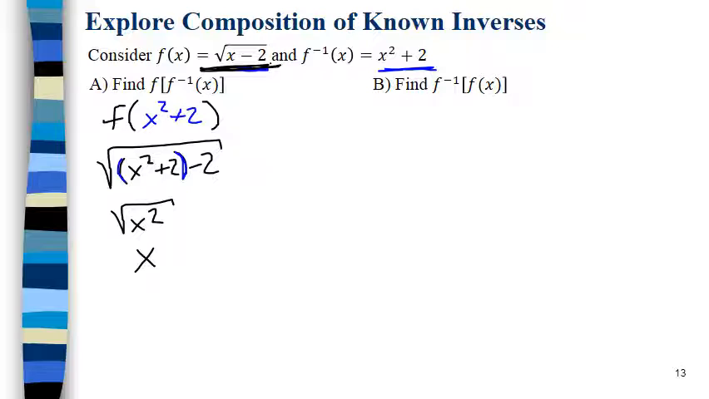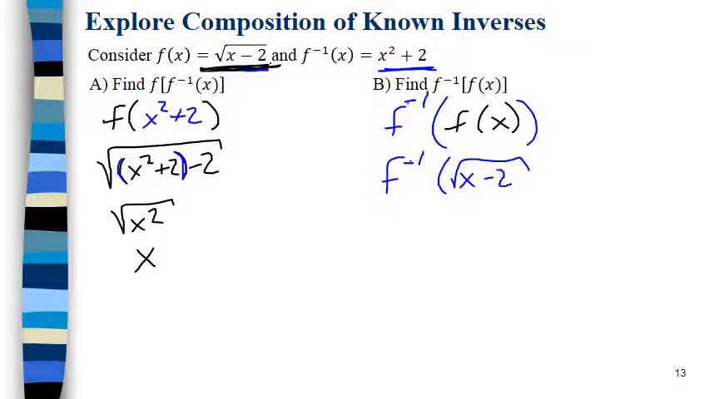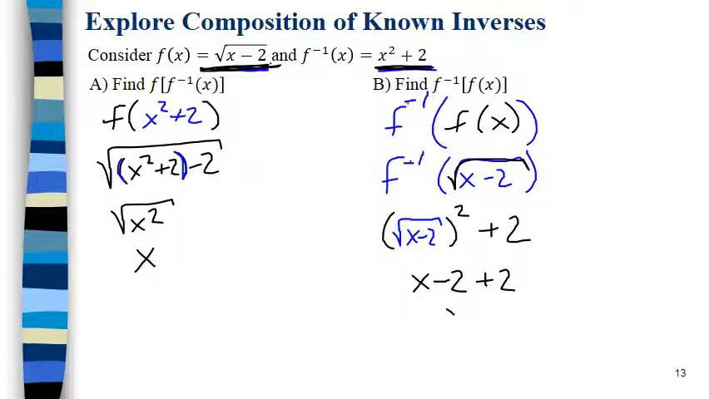Well, what if I go the other way? What if I want to find the inverse of f of x of f of x? Well, again, f of x is the square root of x minus 2. And the inverse function says take it, square it, and then add 2. So take your input, square it, and add 2. And so if I have the square root of x squared minus 2, the square root of anything squared is just itself. So I end up with x minus 2 plus 2, which is x.